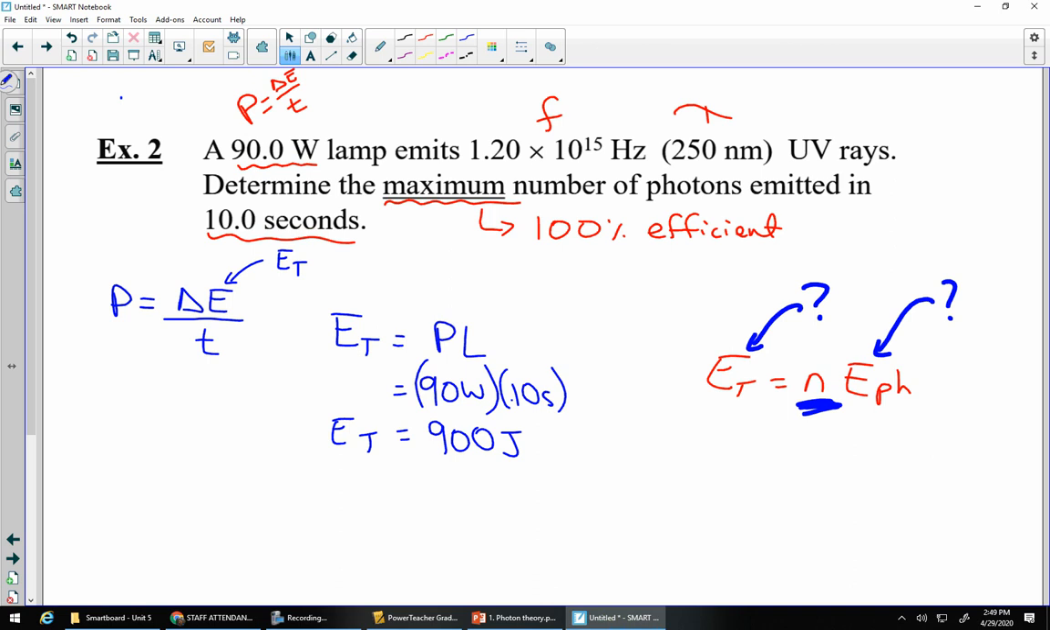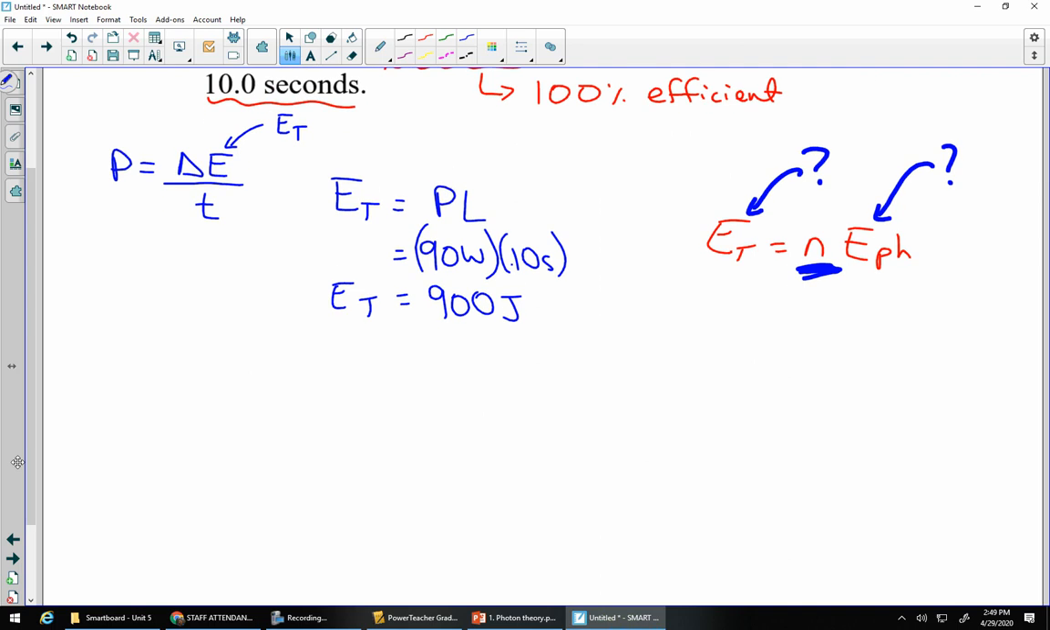The next part of it is I need to figure out what the energy for each photon is. Okay, so let's see. I just learned a formula for that. Energy for the photon is equal to hf, which is also equal to hc over lambda. We have frequency and we have lambda, so we could use either of these. You know what I'm going to do? I'm going to use the easier one, a little bit less math involved with this. So energy of each photon is equal to hf.